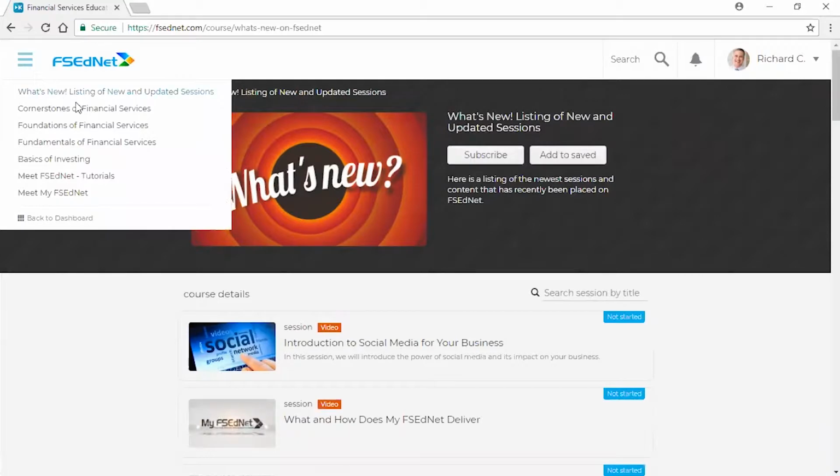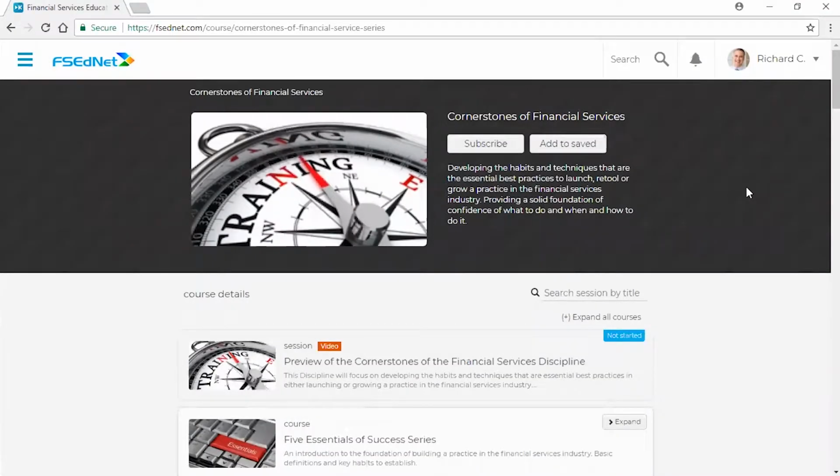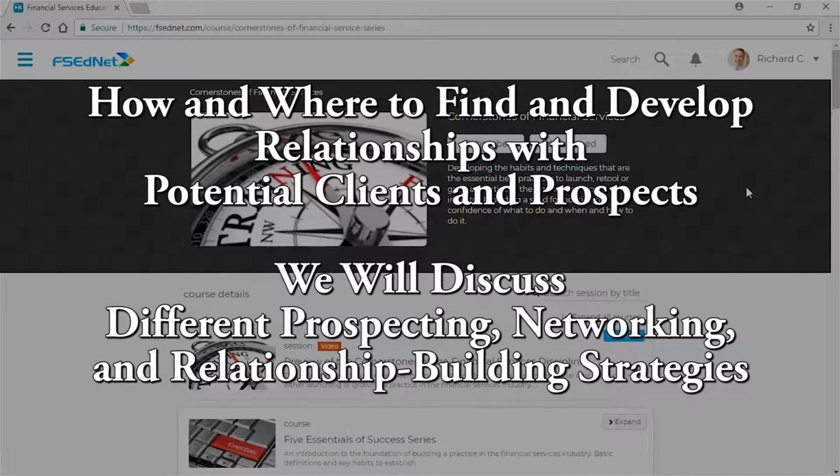The first discipline is the Cornerstones of Financial Services. Cornerstones focus on basic skills, techniques, and habits which must be understood and developed in order to establish and maintain a clientele, as well as how to build a successful practice. Here we will discuss the various concepts and strategies needed to have a successful growing business in the financial services industry. Of course, one key focus in this discipline is how and where to find and develop relationships with potential clients and prospects. We will discuss different prospecting, networking, and relationship building strategies.